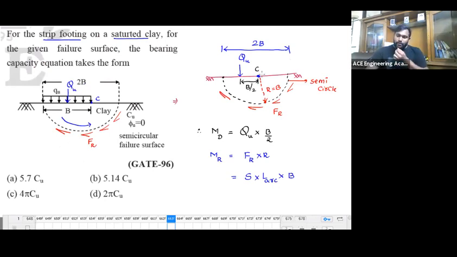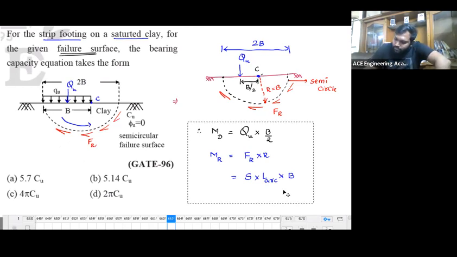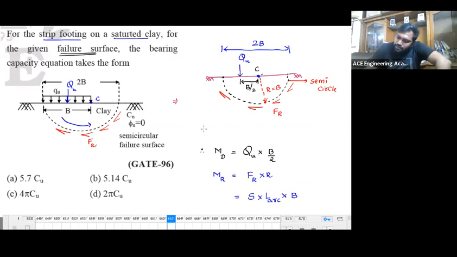So in simple terms, for a given failure surface I want the bearing capacity equation. I want to find out the qu. What is the bearing capacity equation? That's what I require. So now, if you observe, what is this qu? The load into its lever arm, which is nothing but B by 2, taking moment about center C.